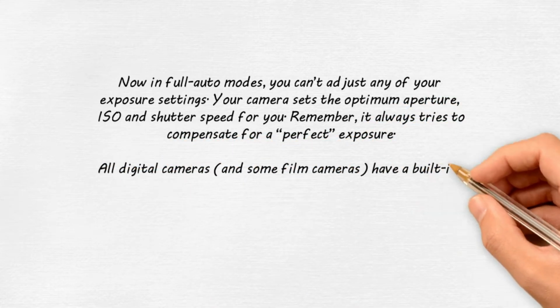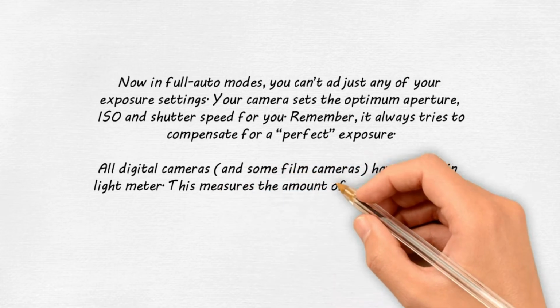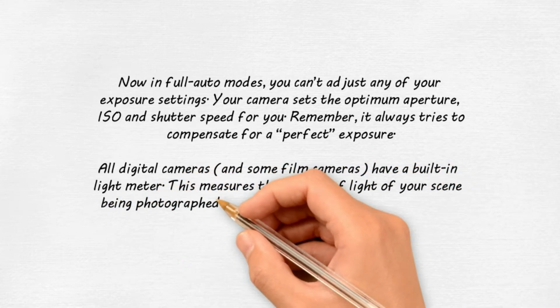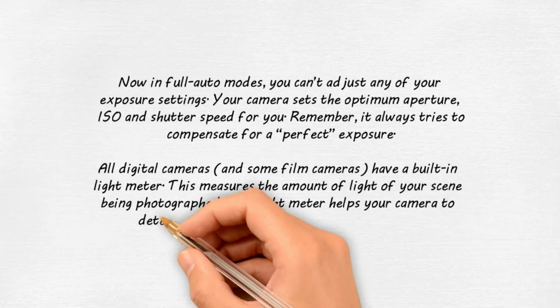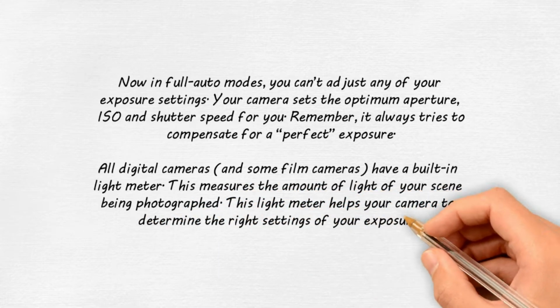All digital cameras have a built-in light meter. This measures the amount of light of your scene being photographed. This light meter helps your camera to determine the right settings of your exposure.